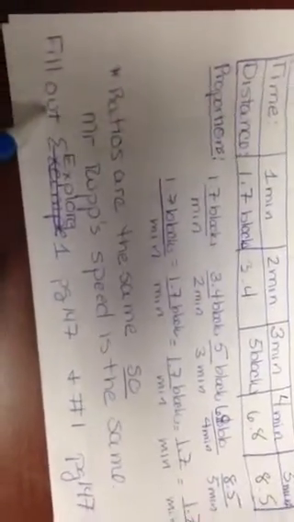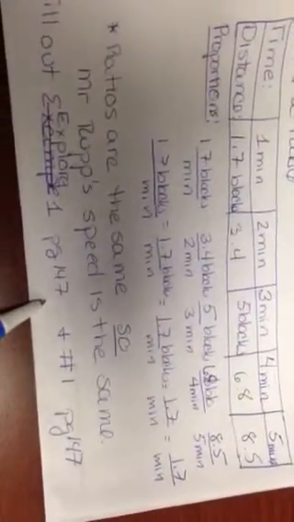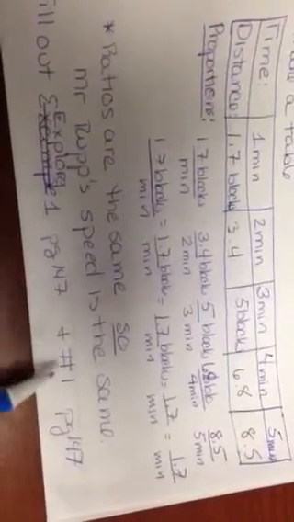All right, so I want you to go ahead and fill out Explorer number 1, page 147, and I want you to do number 1 on page 147. Pause the video and take care of that.